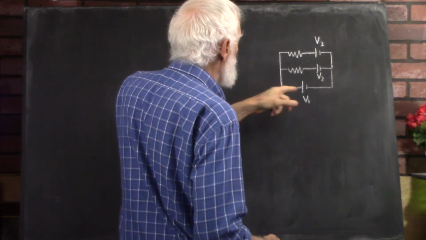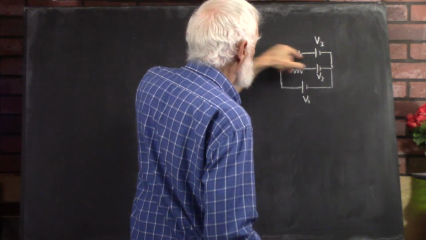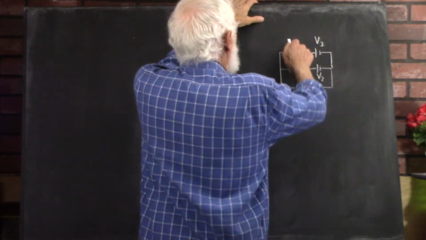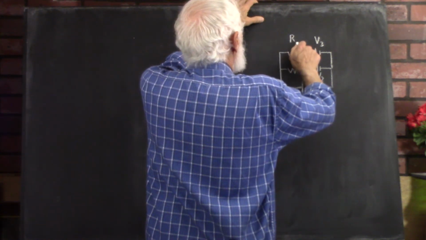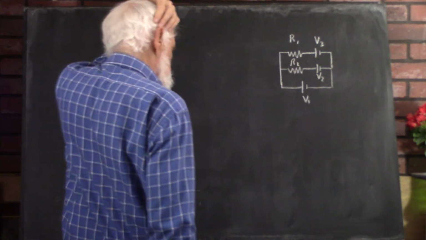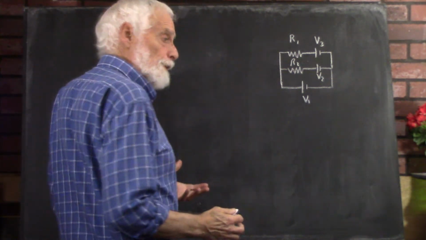And that means it's pushing current this way. This one's trying to push current this way. This one's trying to push current this way. You have a resistance here and a resistance here. And you've got some rules. Whether you understand the physics or not, the rules are pretty simple.